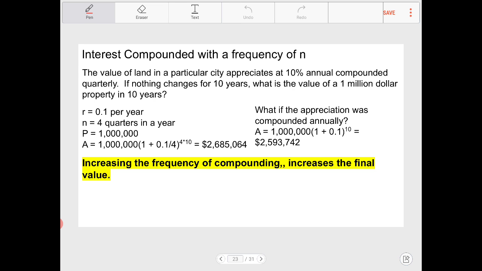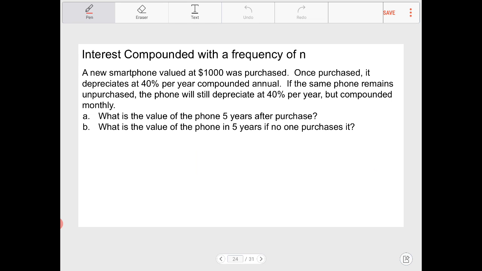when an account grows, and you observe that growth, and then another period of time passes, and you observe the growth again, if you increase the frequency of that, you will see this compounded over time and grow even faster and grow even more. Let's look at another situation where we see this kind of phenomenon happen again.